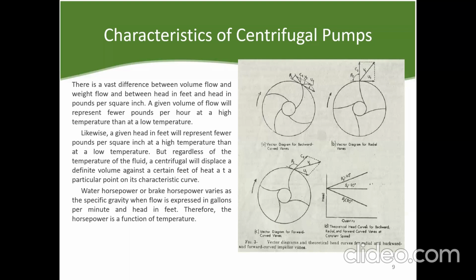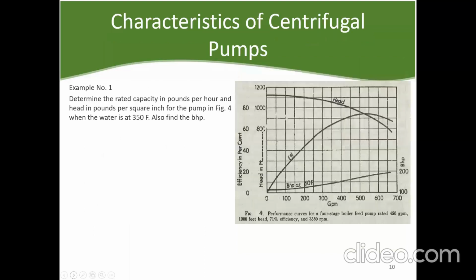Water horsepower or brake horsepower varies as the specific gravity when flow is expressed in gallons per minute and head in feet. Therefore, the horsepower is a function of temperature. So example number 1. Determine the rated capacity in pounds per hour and head in pounds per square inch for the pump in figure 4 when the water is at 350 Fahrenheit. Also find the brake horsepower.